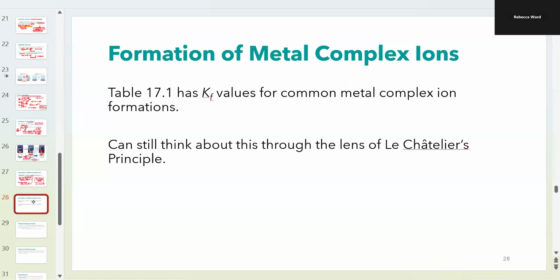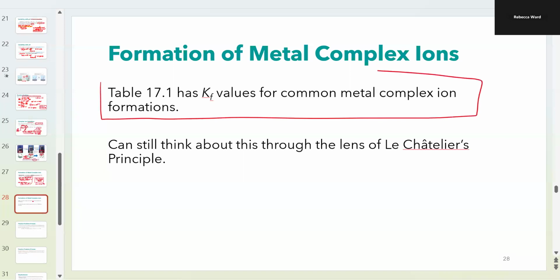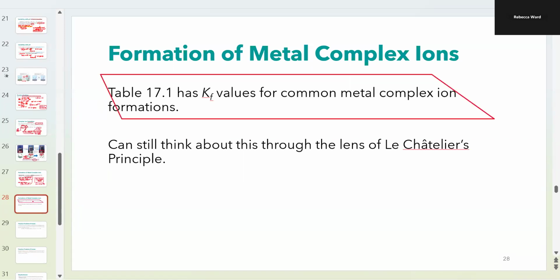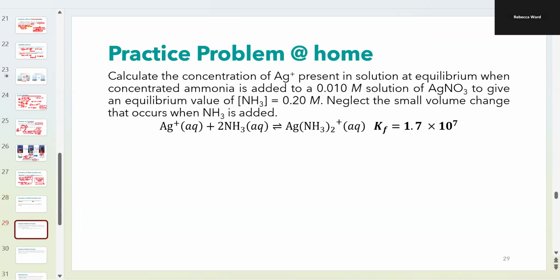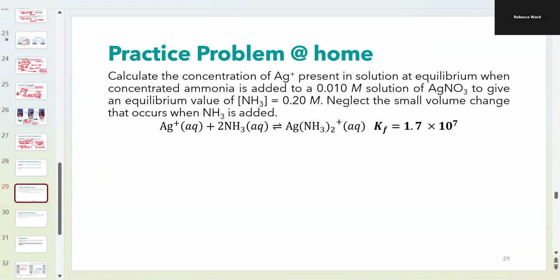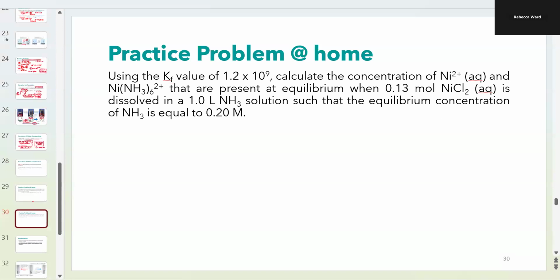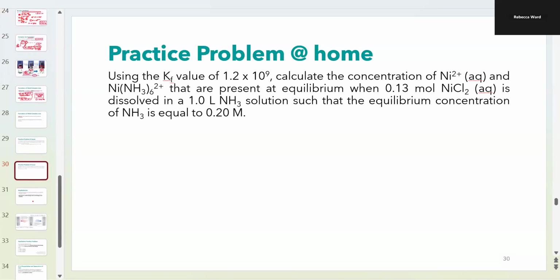Okay, and again, if you run into any questions on Pearson that don't have a KF value, but you feel like you need one, well, those values are in table 17.1, so just go look them up. There are a couple of quantitative questions that you might find in Pearson. I think I've made them practice problems on your homework. So do these if you're interested, but this is unlikely to show up on your exam. These next two slides are examples of that, and I can post answer keys for those of you that are interested.